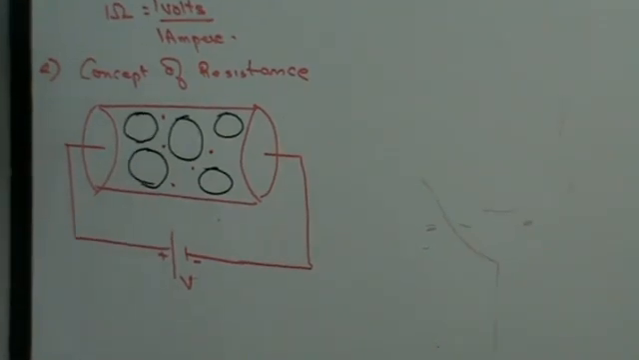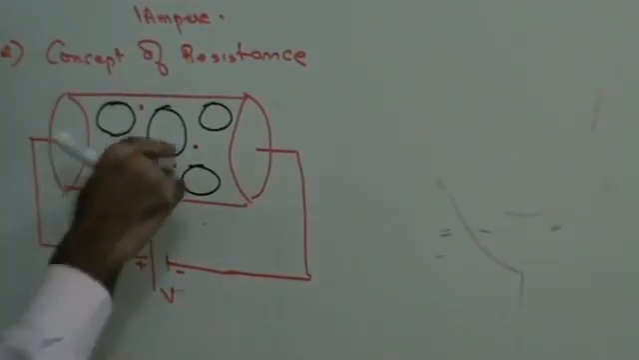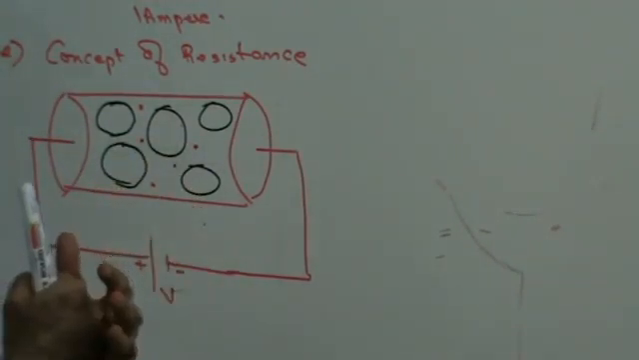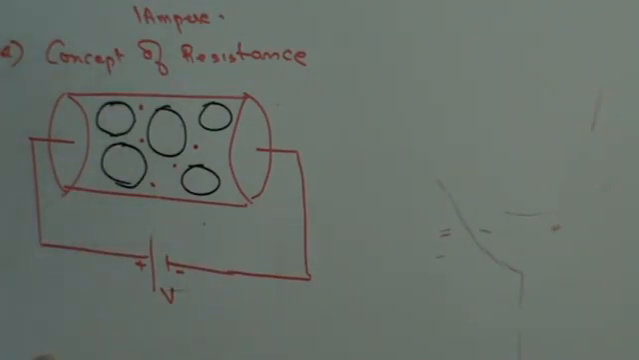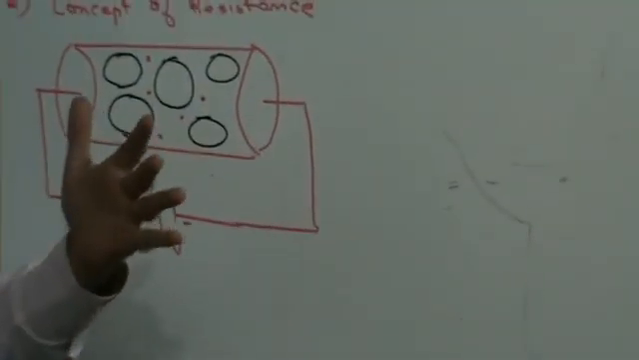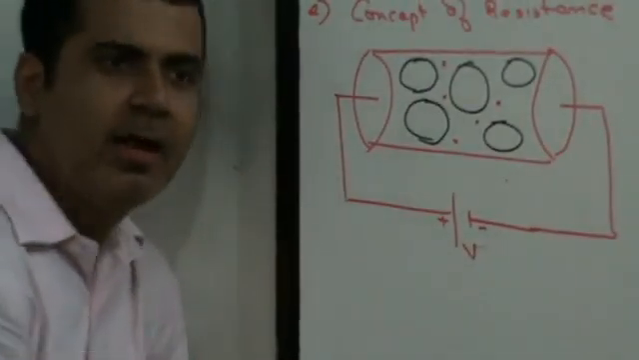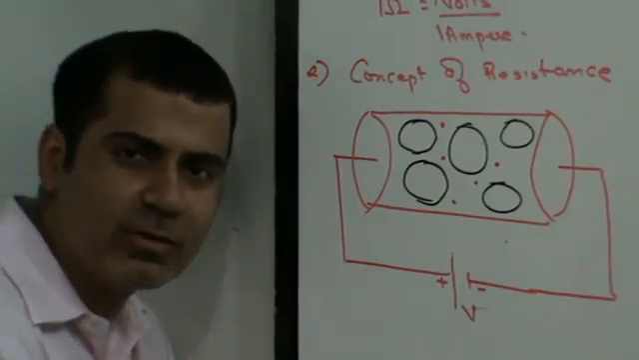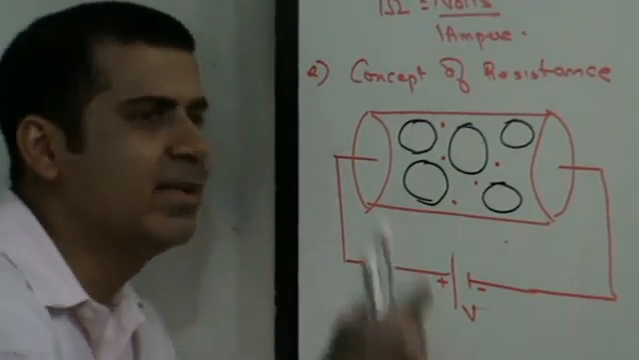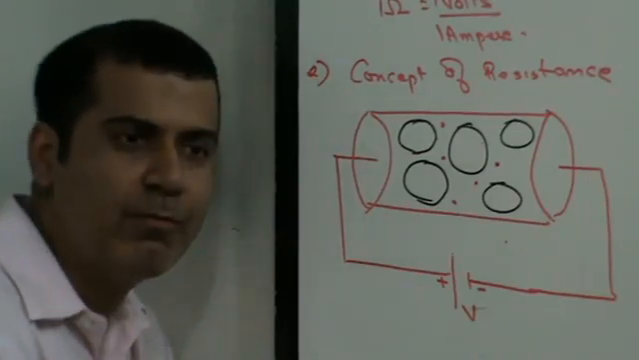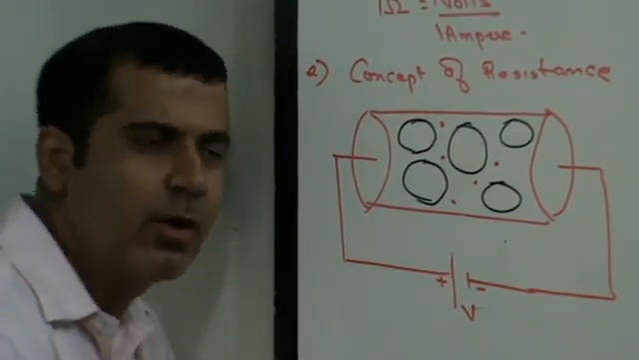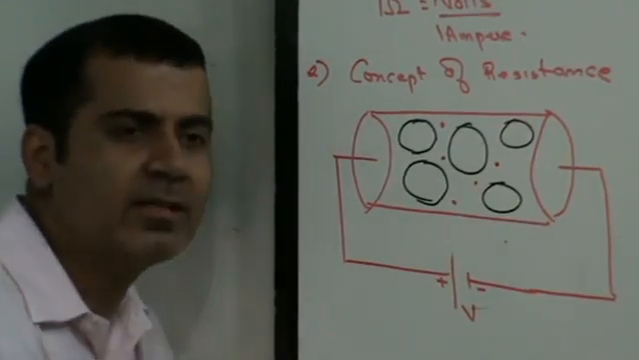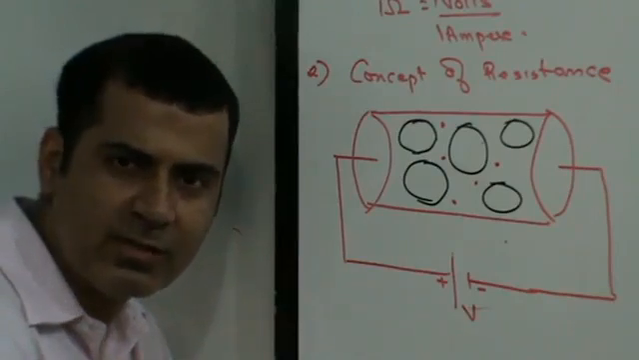As they try to move towards the positive terminal, they collide with the atom, because the atom is so big, the atom is in the path of the electron. They collide with the atom, they rebound, and then they move ahead, right? That means free movement of electrons is not allowed. There is some opposition to the free movement of electrons. This opposition to the free movement of electrons is resistance. That is how the concept of resistance was developed.